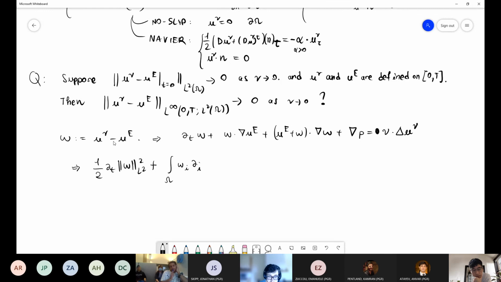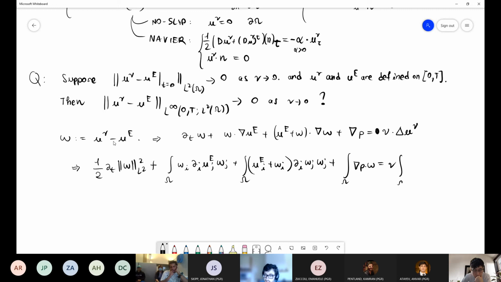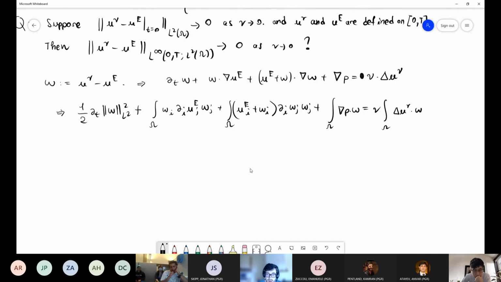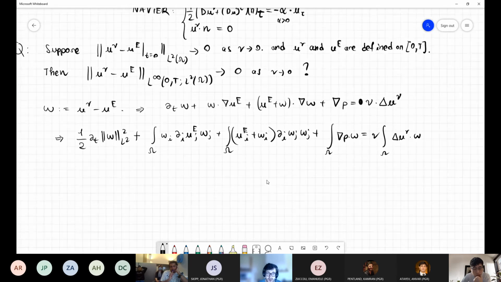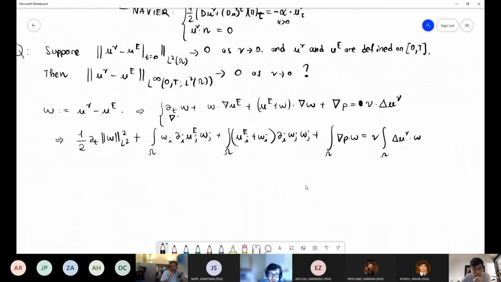So let's see what we obtain. I will write derivatives using indices, and I will assume summation over i and j. So we have this. The gradient of the pressure dot W, and then here we have this. What happens here is that we can integrate by parts many of these terms, thanks to the divergence-free condition, which is satisfied by W. Of course, W will also satisfy the divergence-free condition.